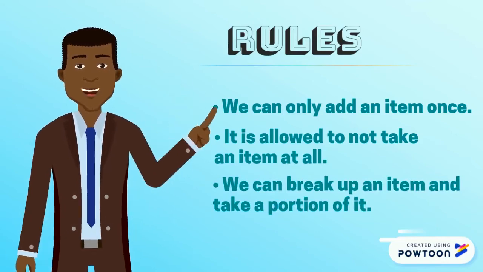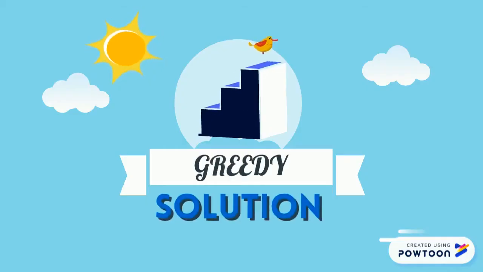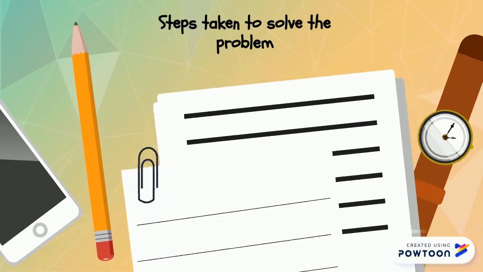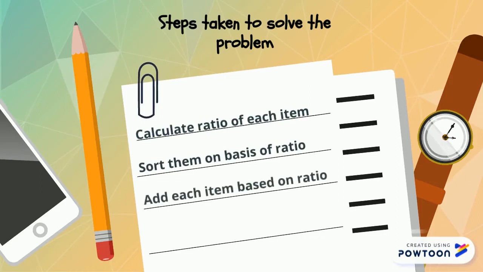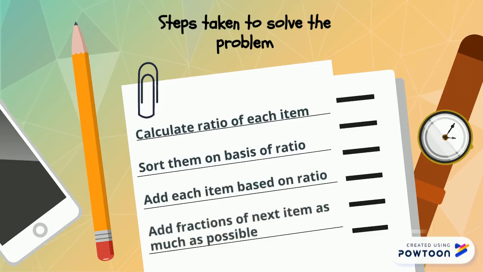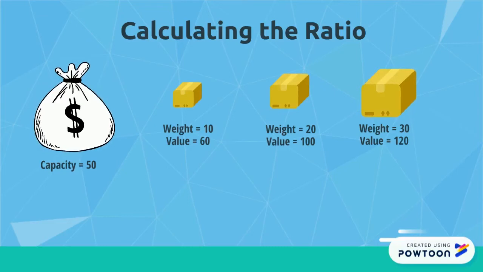So what's the greedy solution to this problem? These are the steps we will take to solve the problem. Firstly, we will calculate the weight value ratio of each item. Then we sort them according to the ratio, and we add them to the knapsack based on the sorted ratio. And lastly, we divide the last item and we use it to fill the knapsack according to the weight that is remaining. So the ratio is just the value divided by the weight.